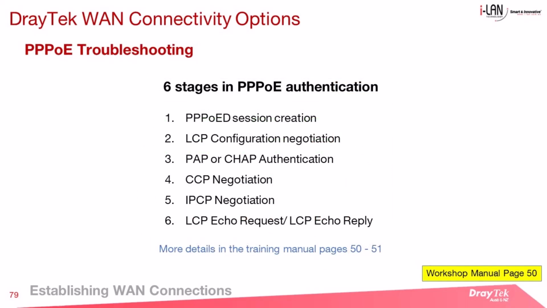When PPPoE authentication issues are encountered, it helps to understand the processes involved when you need to troubleshoot and find out what's causing the problem. There's 6 stages involved, which are listed here. I won't go into details of those bit by bit, but you can see them when you capture the router WAN data packets using Wireshark. If you want to go through that, you'll find that on page 50.